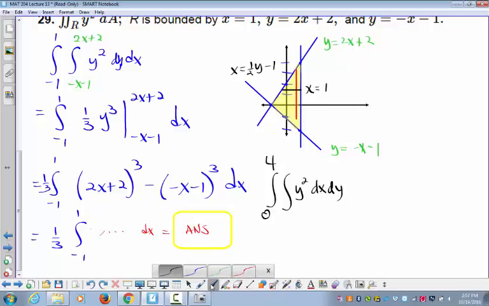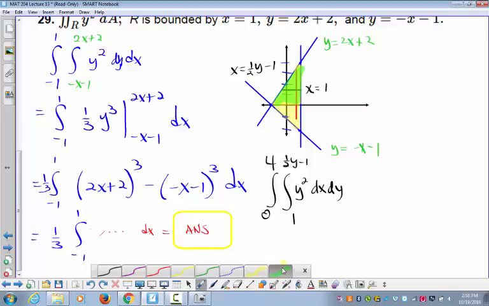The x's are on the inside. Those are going from where to where? 1 to that 1/2 y minus 1. Okay, so that's going to be the volume on the top. It's going to get a little messy, but that's all right. We're used to messy. That's the volume that's going to sit above that triangle.